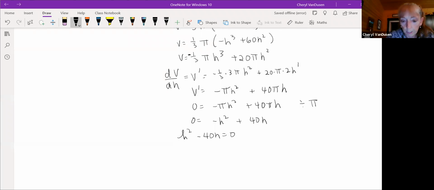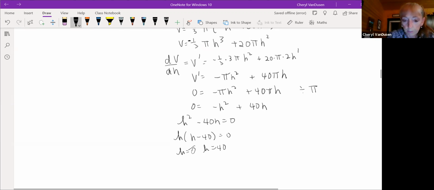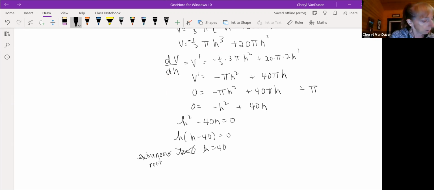So for here, we take out an H. We get H minus 40 equals 0, we get h equals 0, h equals 40. Remember, we're trying to find a height here. So again, we have an extraneous root or a non-permissible value. Doesn't matter to me what you call it, but we get our height to be 40. And I'm just going to quickly go back and read what we're asked to do. Find the volume of the largest circular cone that can be inscribed.